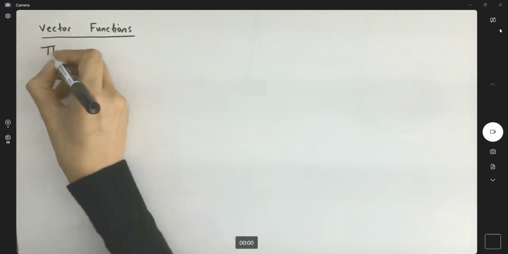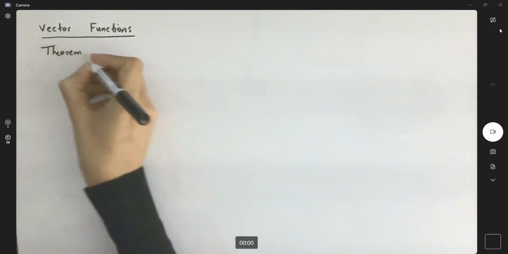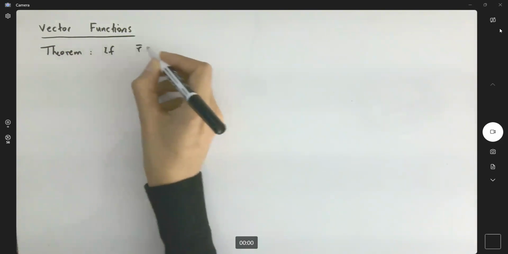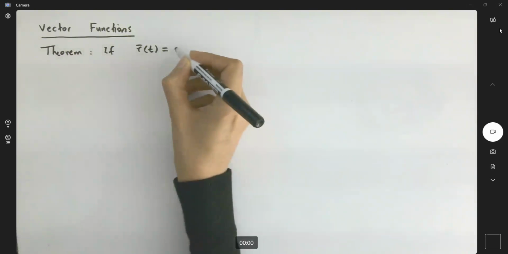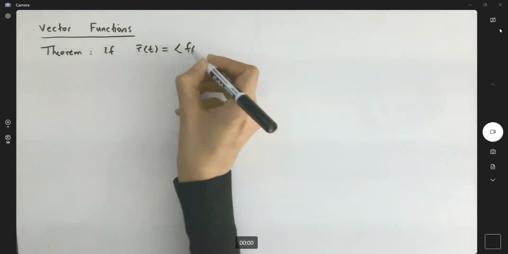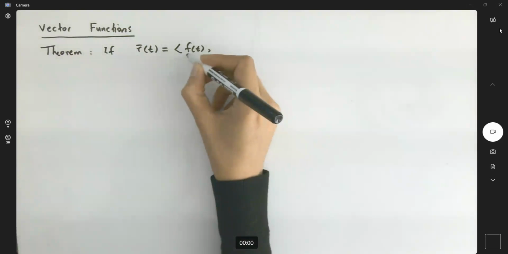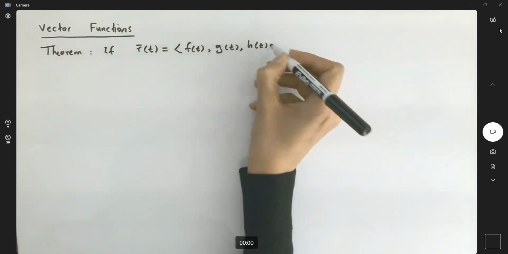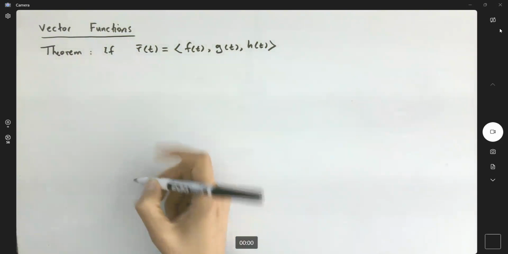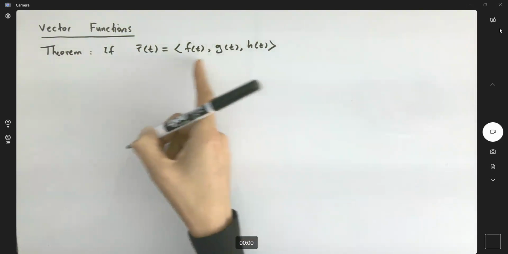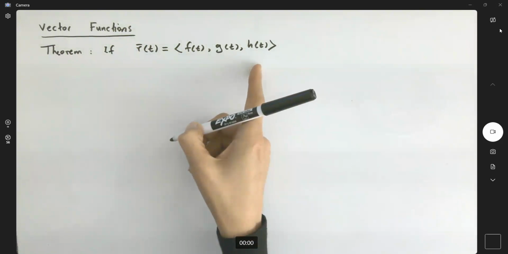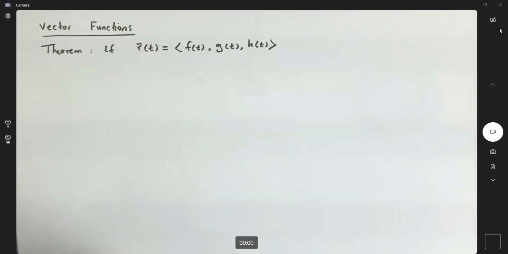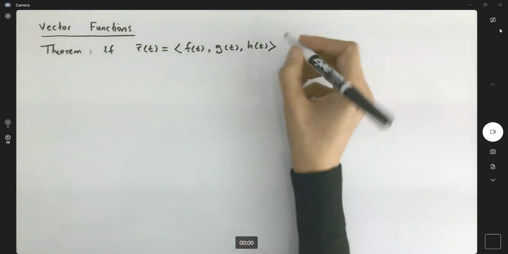We have a theorem for vector functions. This theorem says, suppose the vector valued function r(t) is given to you as scalar functions f of t, g of t, and h of t. Well, if f, g, and h are differentiable functions, then you can easily take the derivative of this vector function.